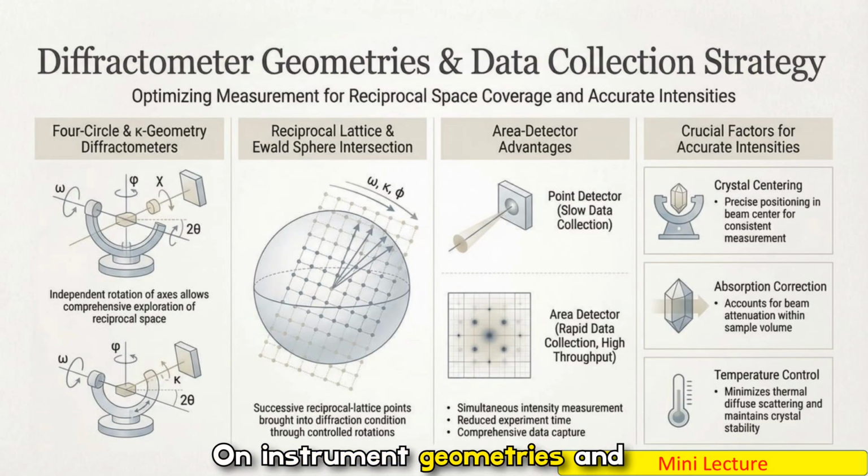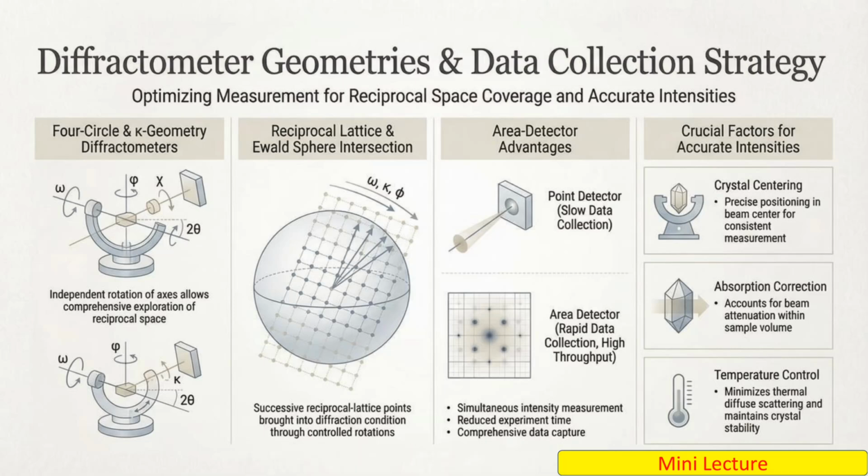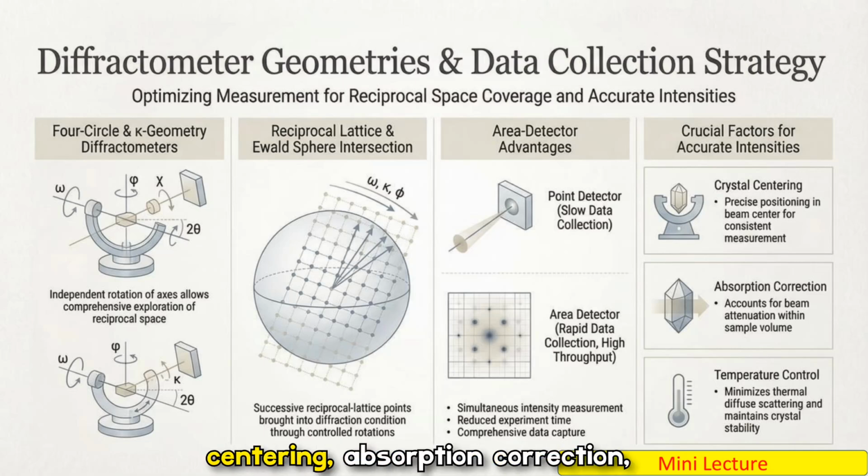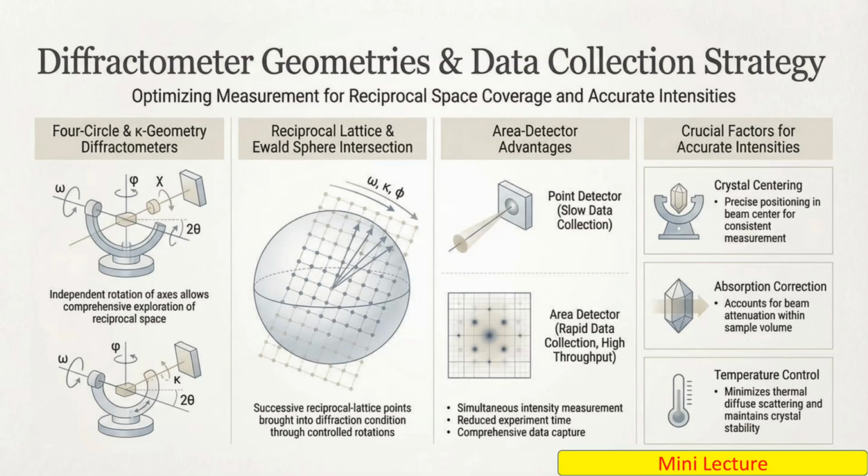On instrument geometries and data strategy, the slide contrasts four-circle and kappa geometry stages for exploring reciprocal space with area detectors that accelerate data collection. The Ewald sphere panel illustrates reciprocal lattice coverage through controlled rotations, while the right column stresses crucial factors for accurate intensities. Careful crystal centering, absorption correction, and temperature control maintain stability and reproducibility.